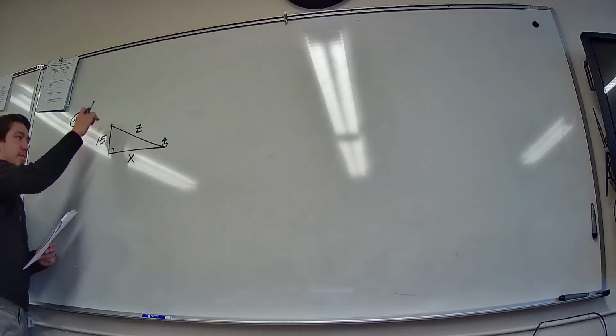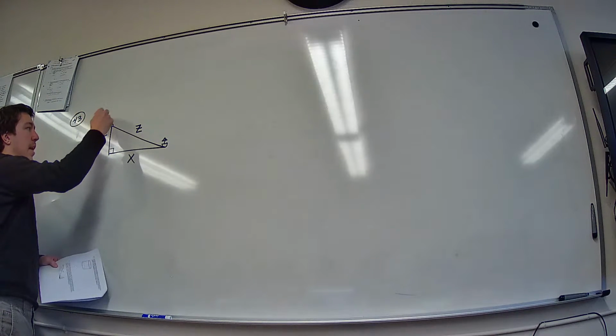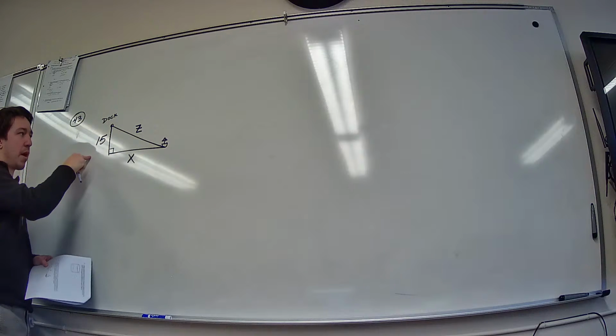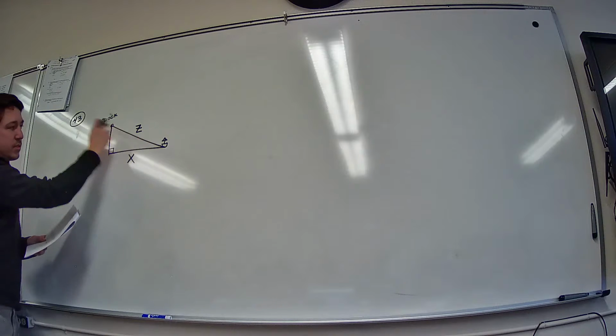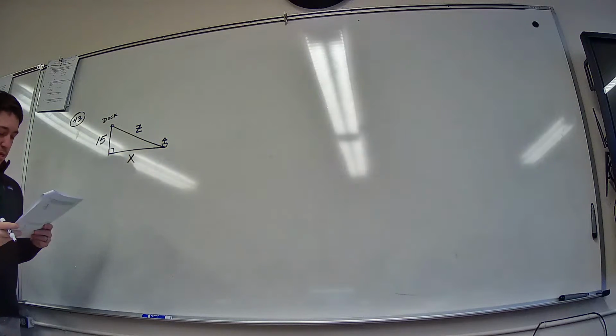Okay, so this is the dock up here. The dock is 15 feet above the water level. And then the boat's over here, and here's the rope. This is like the cable, right?